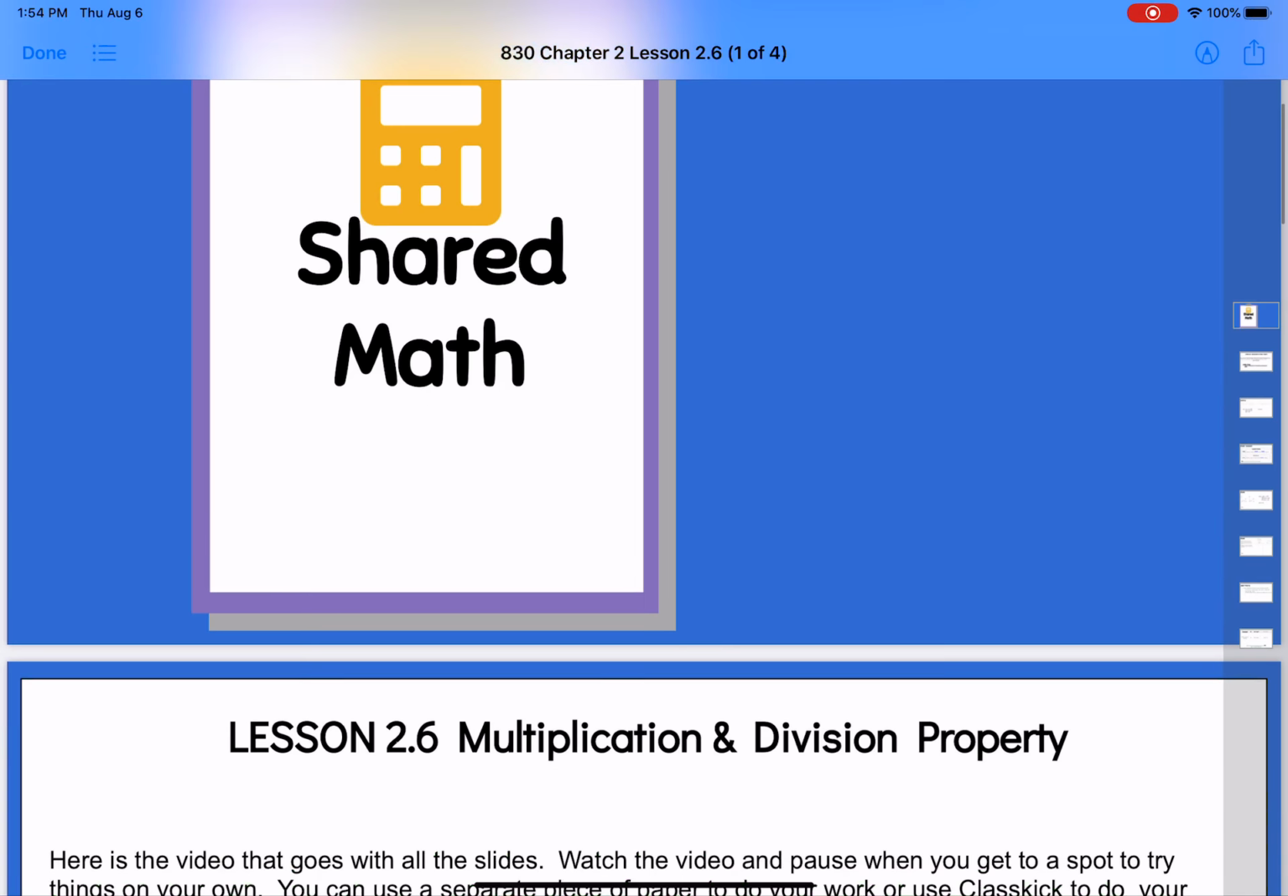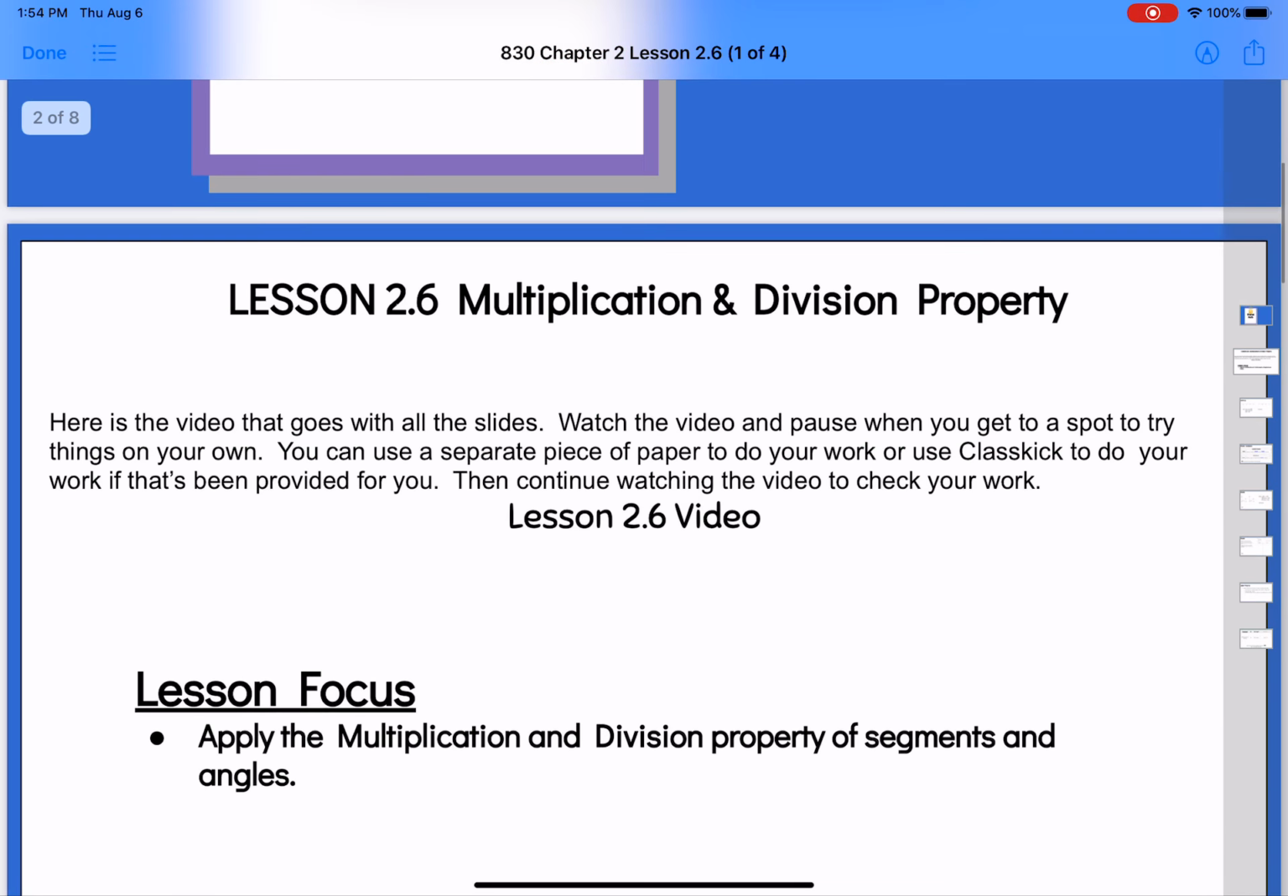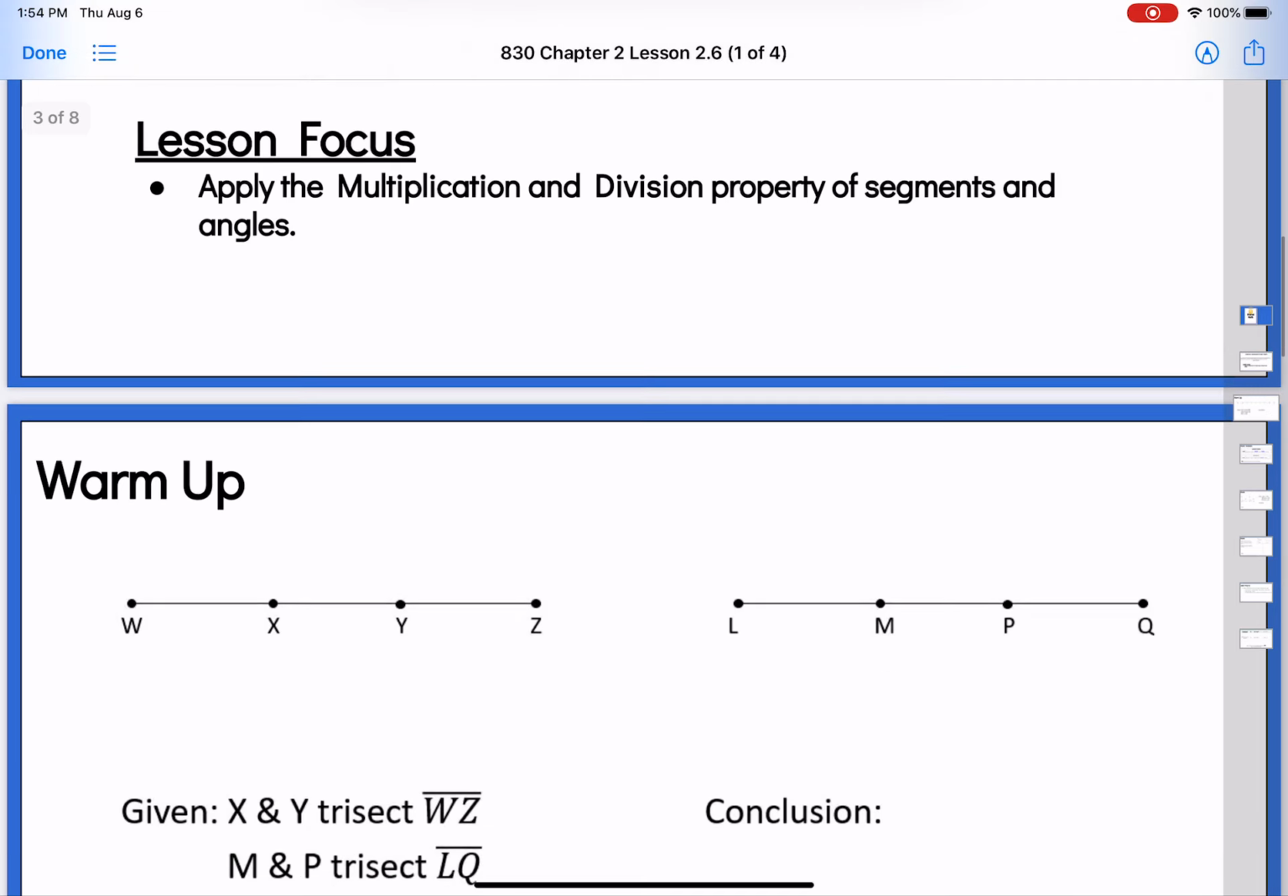So today, you've probably guessed that we're going to hit the other two operations, which is the multiplication and the division properties. So that's going to be our focus for today, is how do we apply these multiplication and division properties of segments and angles. Some things that you probably know already, but just how do we say them for sure? How do we use them in proofs? So that's going to be our goal for today.